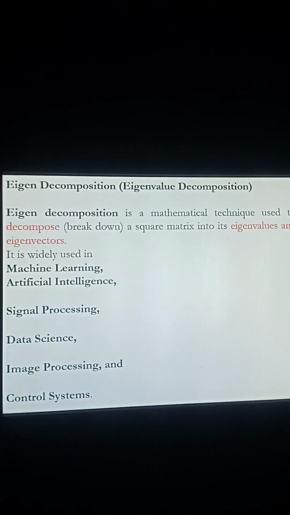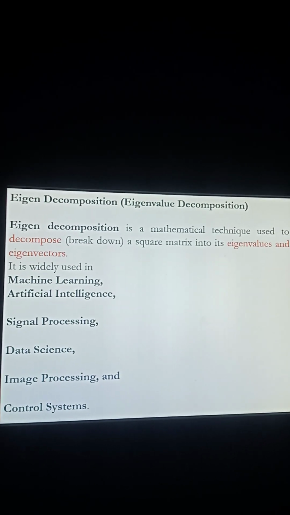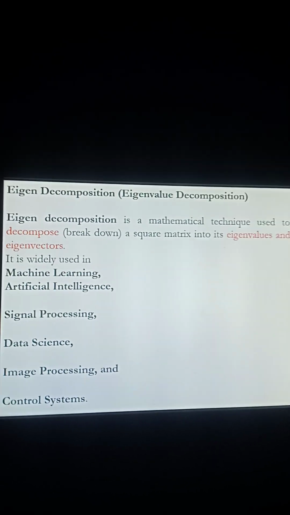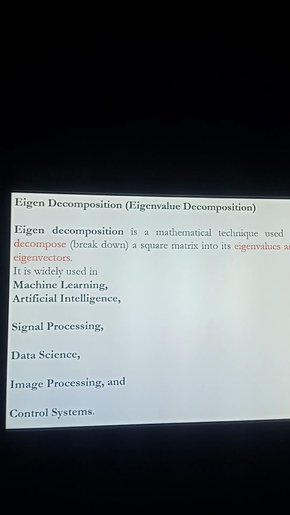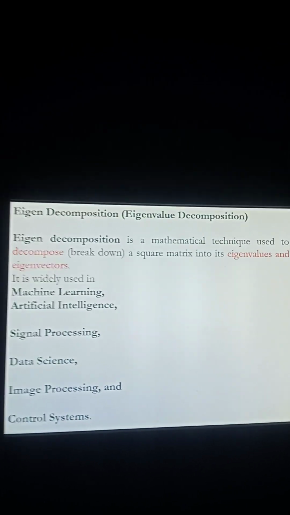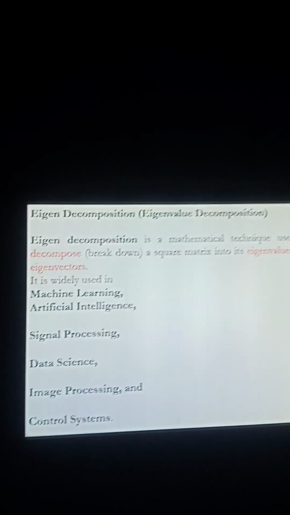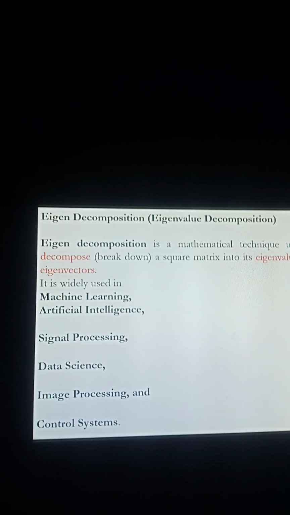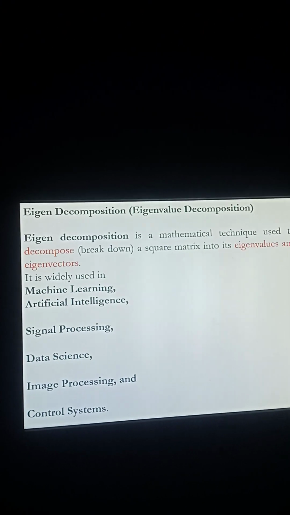Hello friends, today we will see the Eigen Decomposition, or eigenvalue decomposition. This is a technique we use in deep learning, which is a simple mathematical technique using eigenvalues and eigenvectors. This technique is used in machine learning, artificial intelligence, signal processing, data science, image processing and control systems. So what are the steps included here?